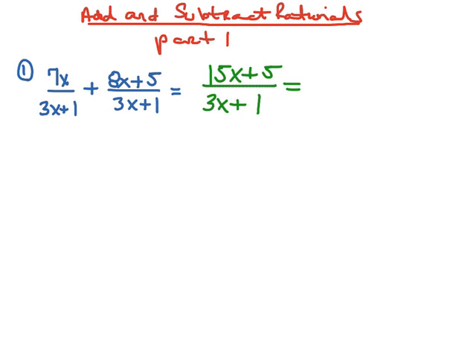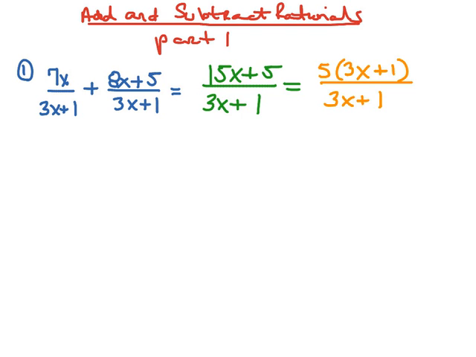But just like with other fractions, we've got to see if we can reduce this. So I'm going to factor both the numerator and denominator if possible. 15x plus 5 can be factored. The GCF there is 5. 5 times 3x would give me 15x, and 5 times 1 would give me 5. Now I go down to the denominator. Can't factor it, so it's going to stay 3x plus 1.